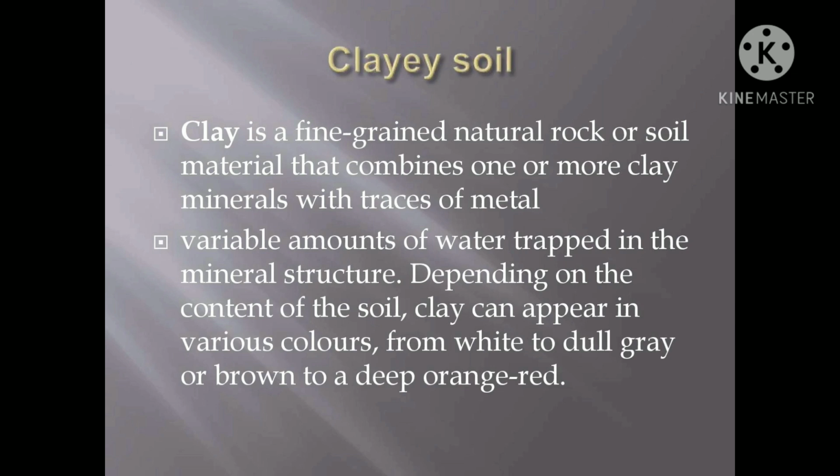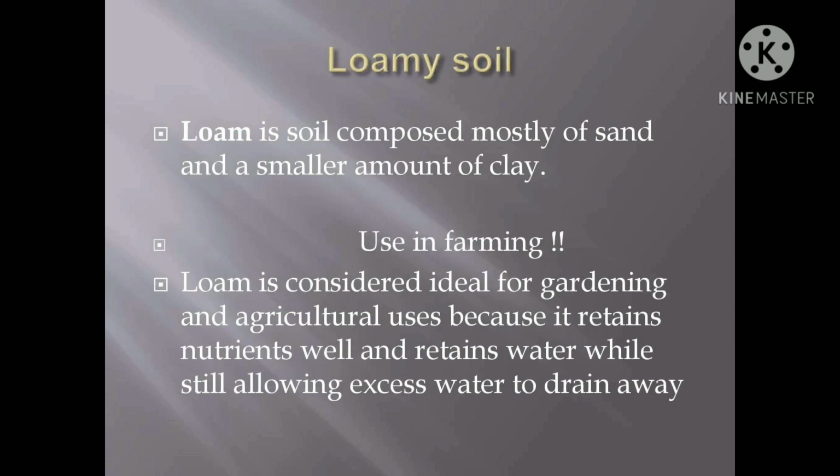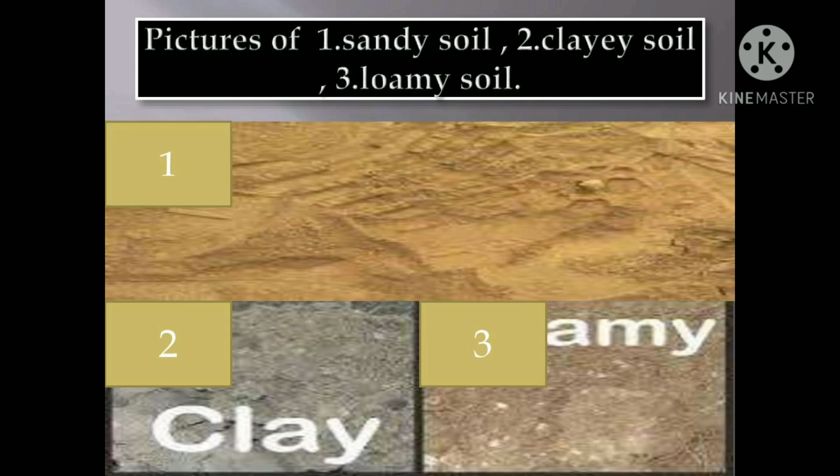Now we move on to loamy soil. Loam is soil composed mostly of sand and a smaller amount of clay, which is used in farming. Generally, loam is considered ideal for gardening and agricultural uses because it retains nutrients well and also retains water while still draining excess water. Here are the pictures of sandy soil, clay soil, and loamy soil. You can see, one is sandy, 2 is clayey, and 3 is loamy.